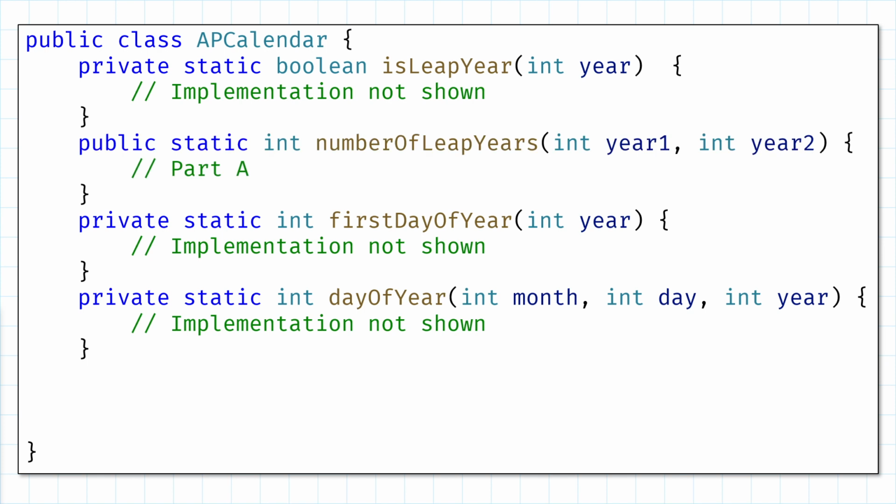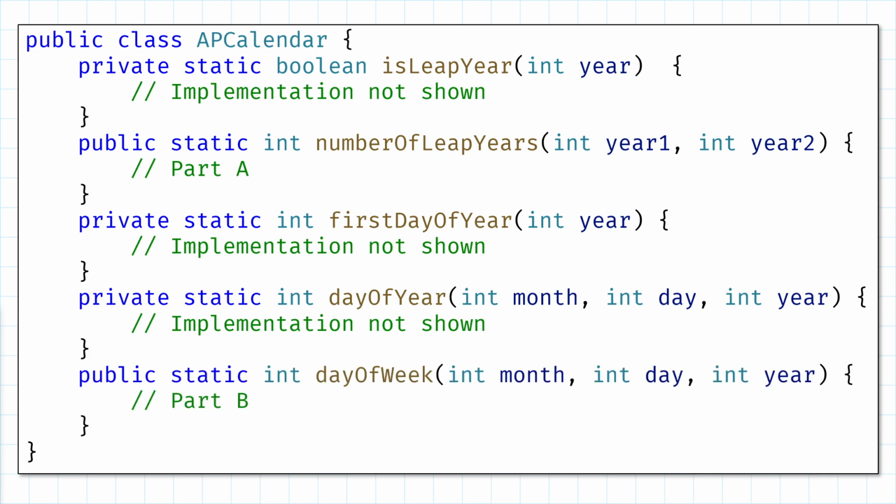Part A has us implementing a method named numberOfLeapYears. And Part B has us implementing a method to determine which day of the week a day falls on given the month, day, and year. One thing to notice here is the order the question lists the methods. Part A comes immediately after the first helper method. That's a solid hint that you should be calling isLeapYear from within your solution to numberOfLeapYears. And Part B follows the other two helper methods, so you'll probably be calling them from within dayOfWeek.